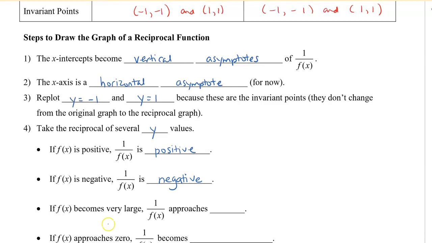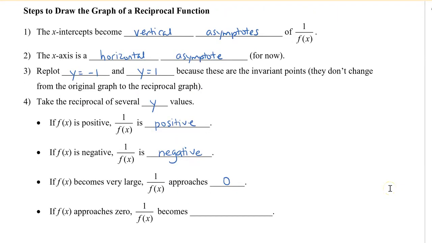Now, if the y value, the f of x, becomes very large, if y becomes bigger and bigger and bigger, 1 over y then has to approach 0. It's going to get smaller and smaller. And oppositely, if f of x approaches 0, so now y is getting closer and closer to 0 on the original graph, right? Then the reciprocal, 1 over f of x, will then become very large. Okay, so those are the steps that you can use to draw the graph of any reciprocal function, not just a line, but we will focus on lines for now.